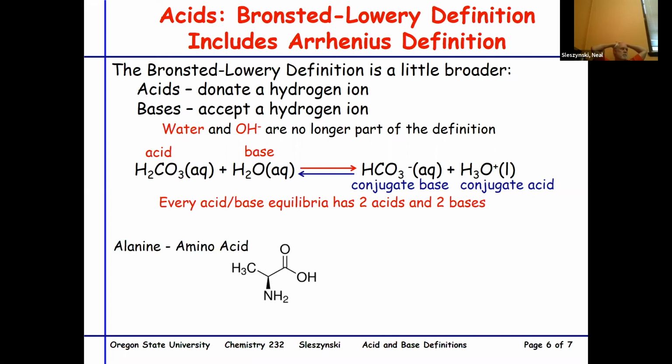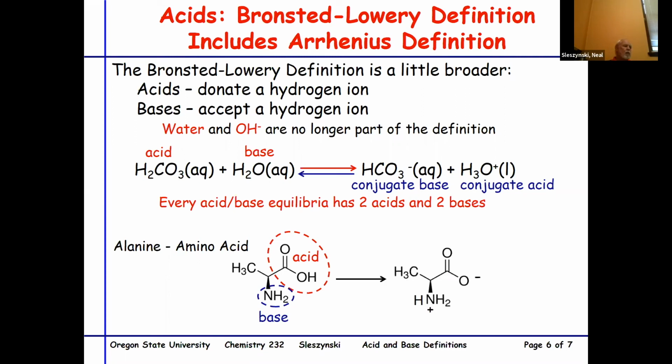An interesting example of these definitions can be found by looking at amino acids. The one shown here is alanine. If we take a look at amino acids, what we find is there is one functional group in this organic molecule which will act like an acid and give up a hydrogen ion during an acid-base reaction. We have another part of the molecule that in this case contains a nitrogen functional group, which is an amine related to ammonia, that can act as a base by accepting a hydrogen ion.